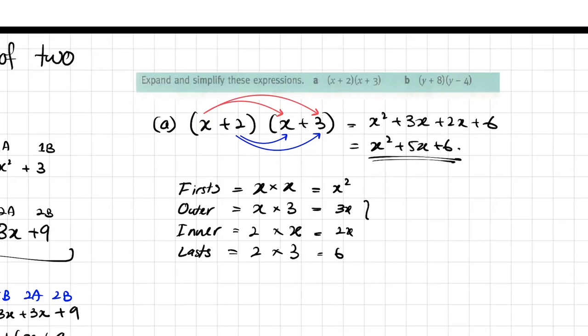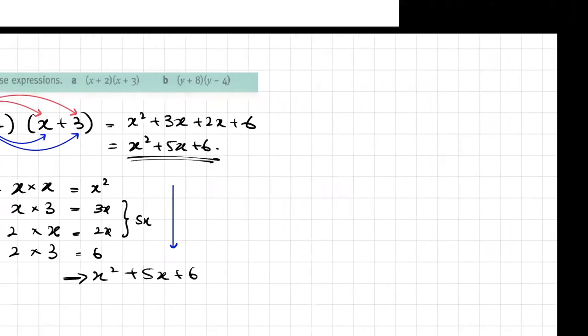So we can just write it X squared, 3X, 2X, 6. Just join everything together. This will be 5X. Since they are common terms, you can add them together. X squared plus 5X plus 6. So this is the FOIL method if you want to do it. Or you can use your 1A, 1B, 2A, 2B as well. So let's look at question B.